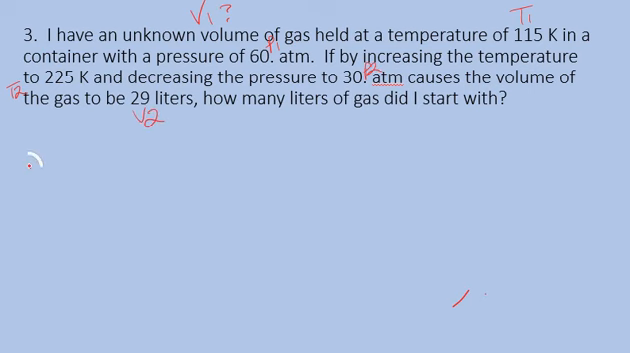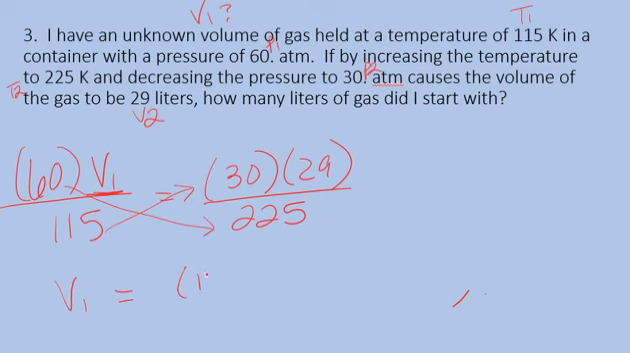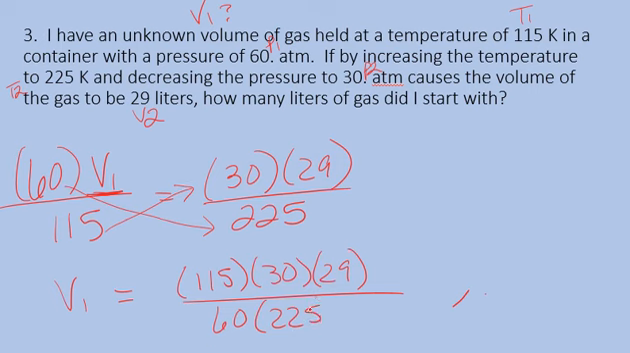Okay, so my first pressure is 60, so 60 times V1. That looks so messy. Hang on. All right, 60 times V1 over the first temperature, 115, equals the second pressure, 30, times 29 over the second temperature, 225. All right, I want V1 to be alone, so I'm going to move the 60, cross it down, the 115, cross it up. So V1 is equal to 115 times 30 times 29 divided by 60 times 225.